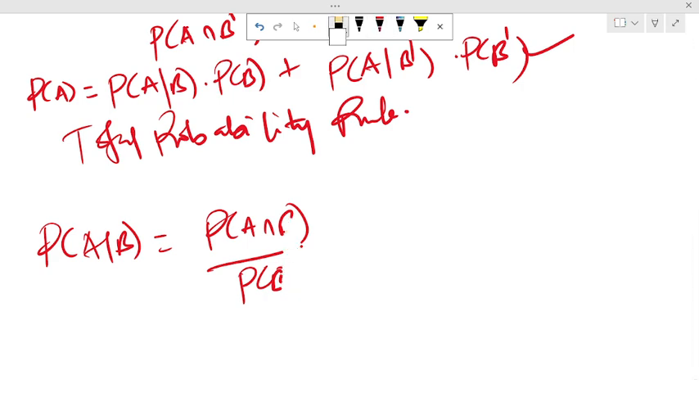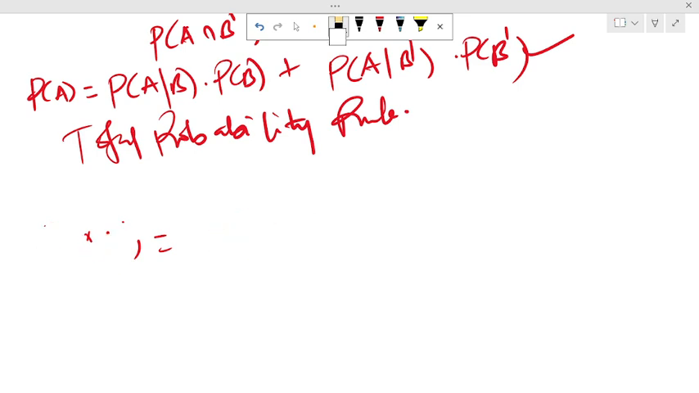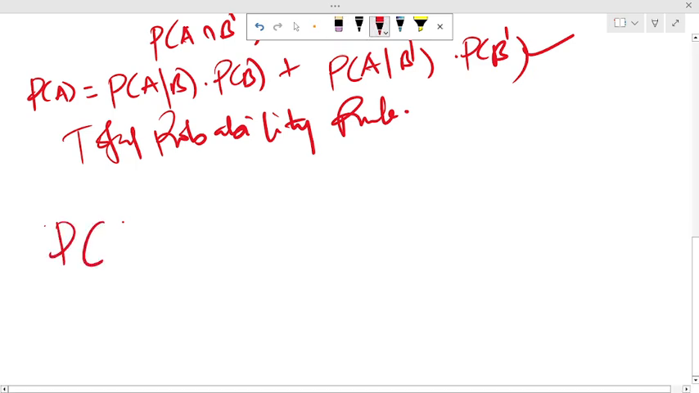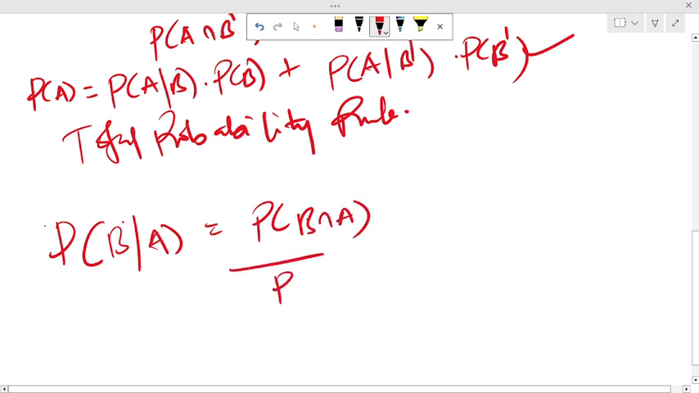Let me rewrite this. Let me do it the opposite way instead. So the probability of B, given that A has occurred, should be equal to B intersection A, all divided by probability of A, right?